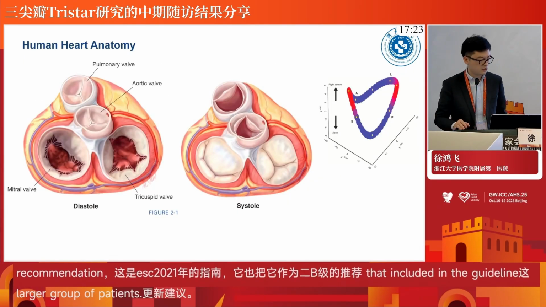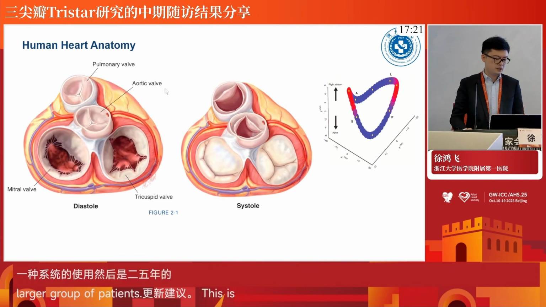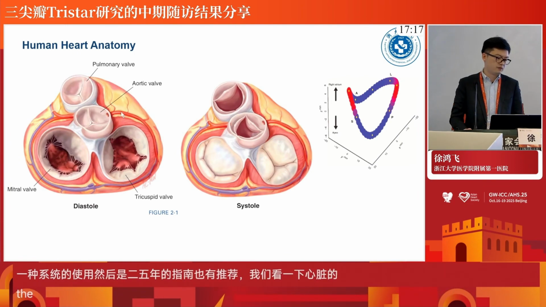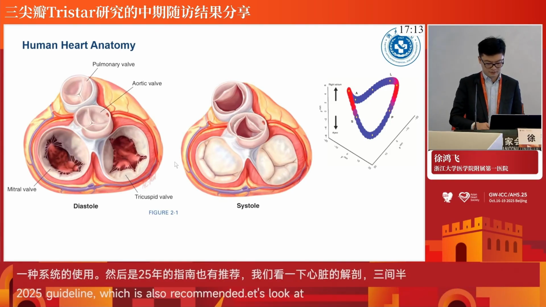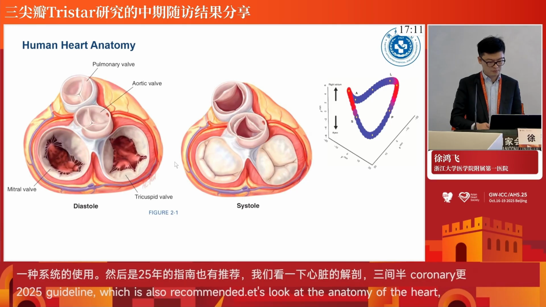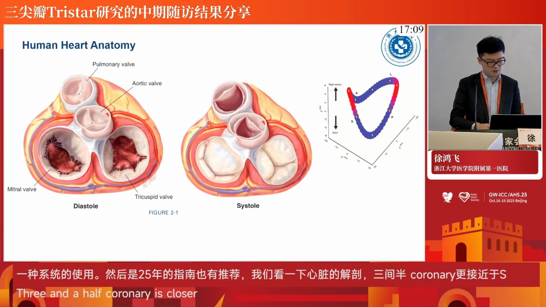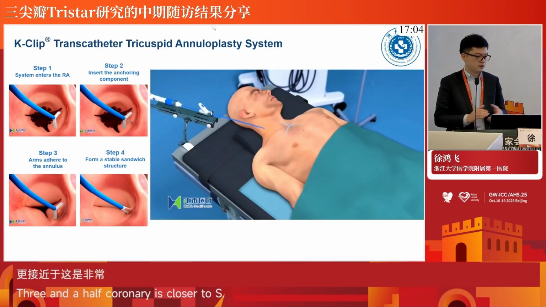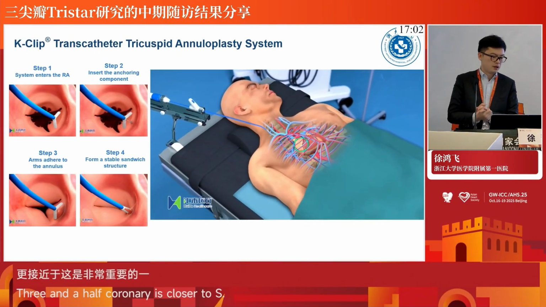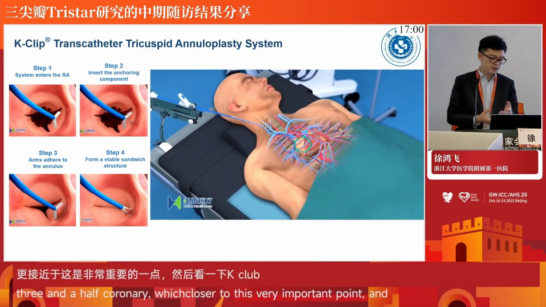And this is the anatomy. We can see the tricuspid annulus is very close to the right coronary artery, so it's very important in the procedure of K-Clip. And this is the K-Clip system. You can see the video.